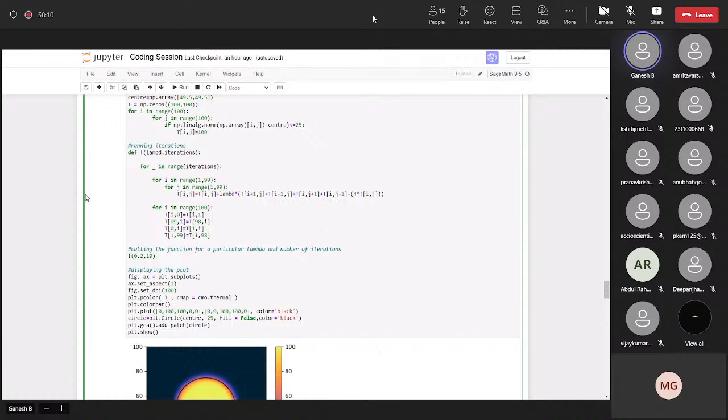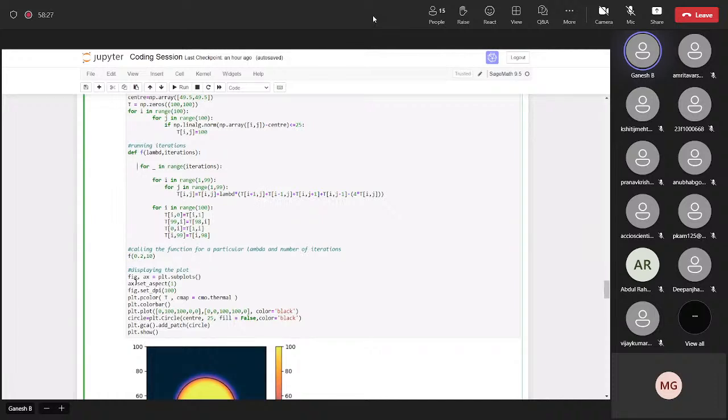So I've defined this function. It's just a couple of for loops, and it's easy to understand. I encourage you to go through this, and if you have any doubt, just let me know. You can always ask in the group, or you can even DM me.